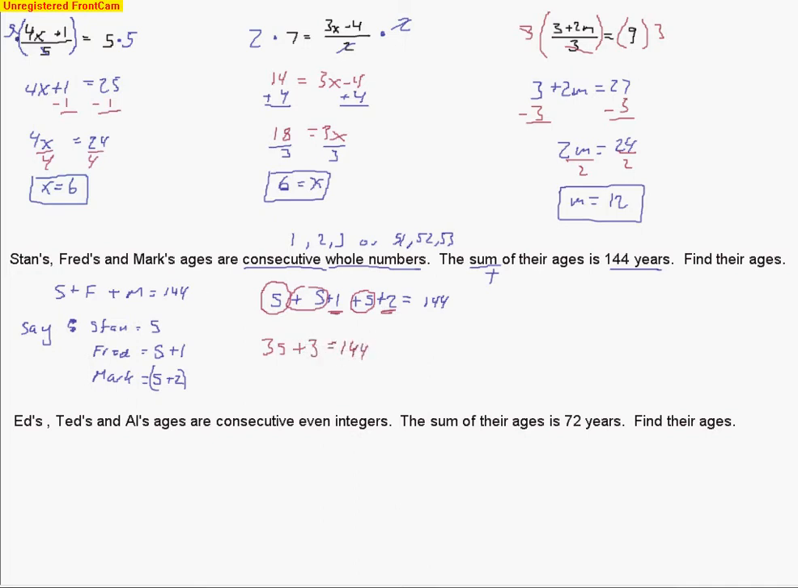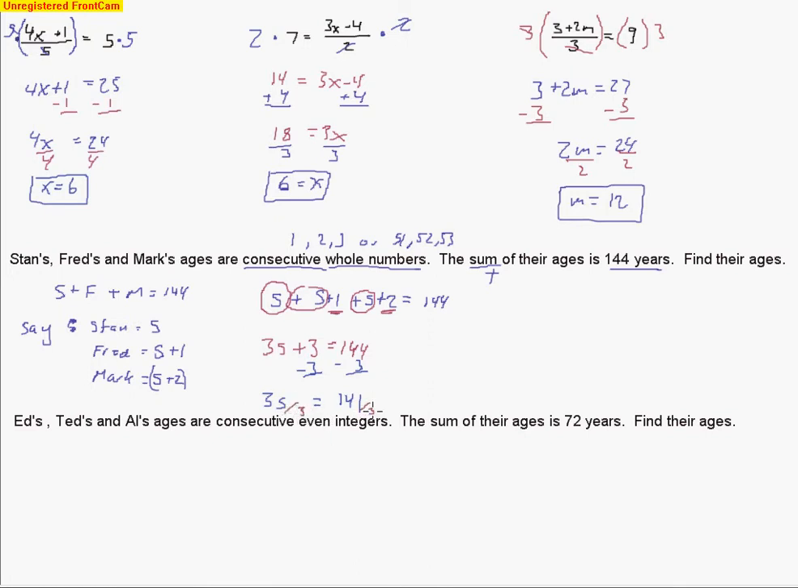So now we've simplified it to a two-step equation. So all you have to do from here is undo it. Subtract the 3 from all sides. You get 3s equals 141. Divide by that 3 and see how many times it goes in there.